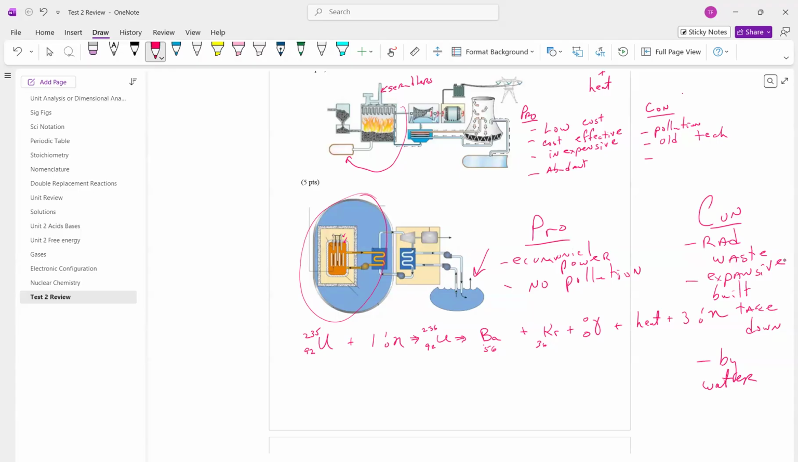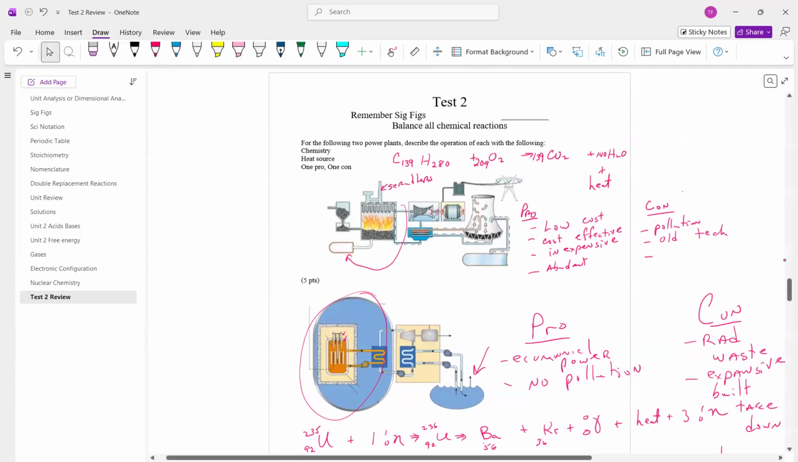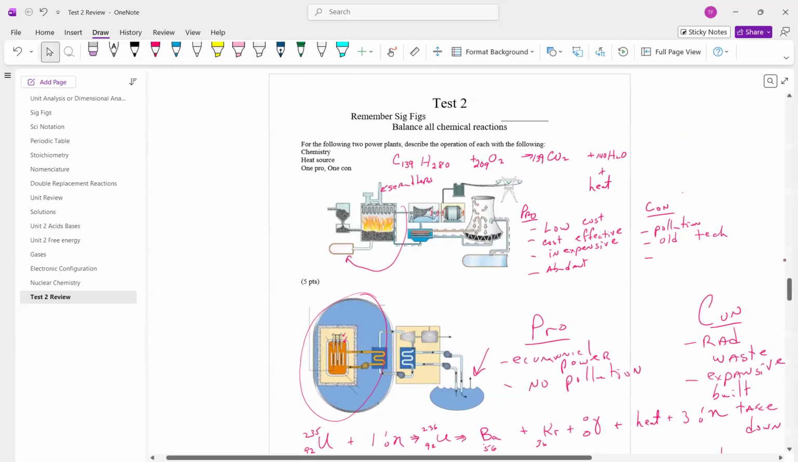Okay. So I didn't ask you how it worked. On a lot of tests, when I give this, they have to tell me how this thing works. But all you need to do are these 3 things.